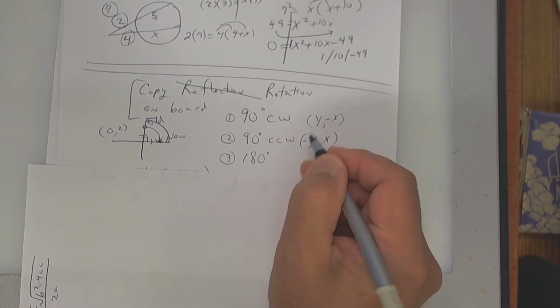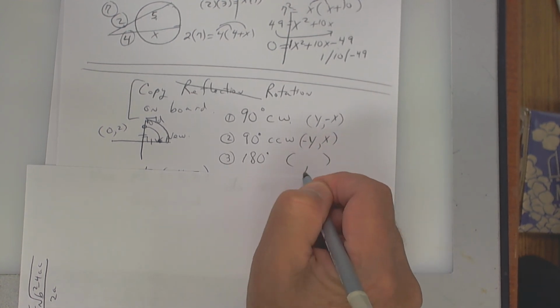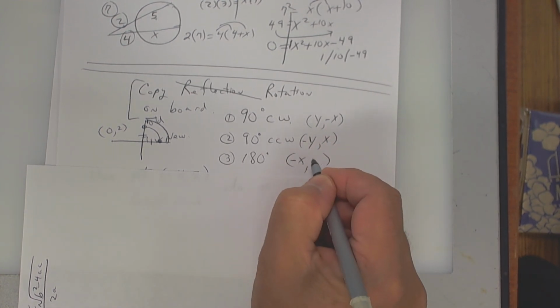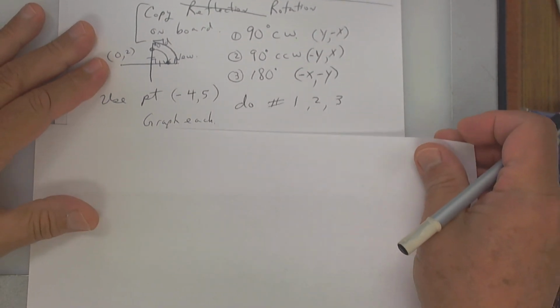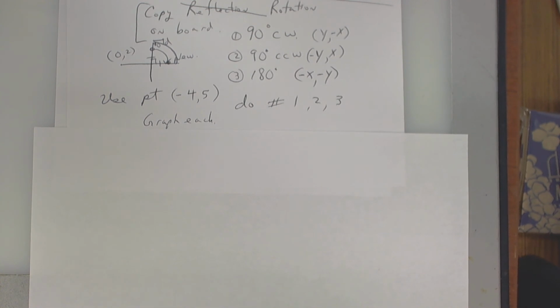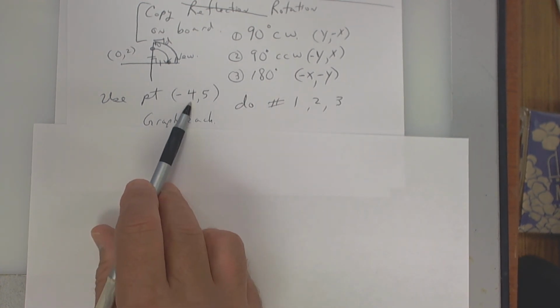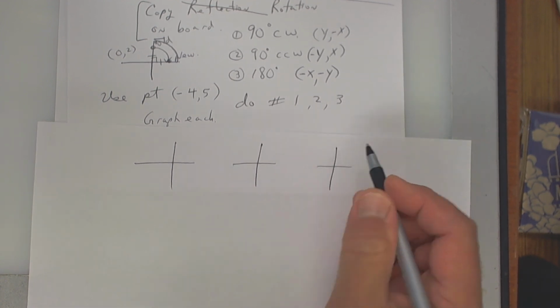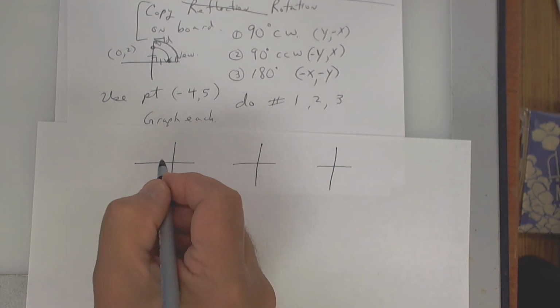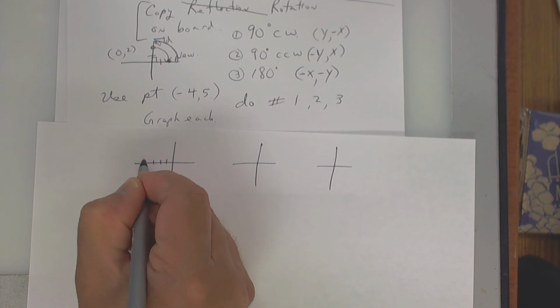Now you can verify these on the board. 180, you just change them both. You don't switch them. All right, so let's take this point here, and let's do these. I want you to take this point, and I want you to do it 3 ways. I want you to graph that point, so negative 4 up 5.